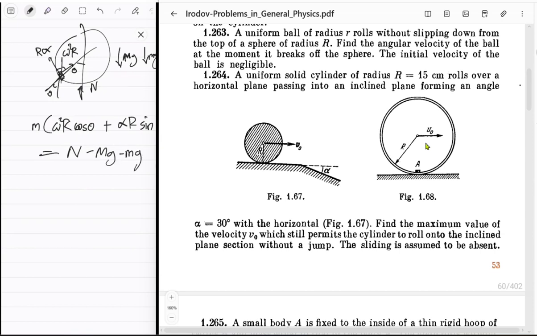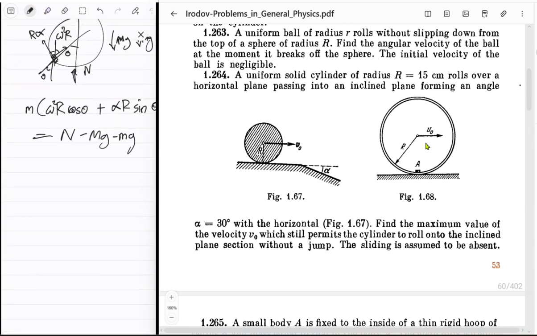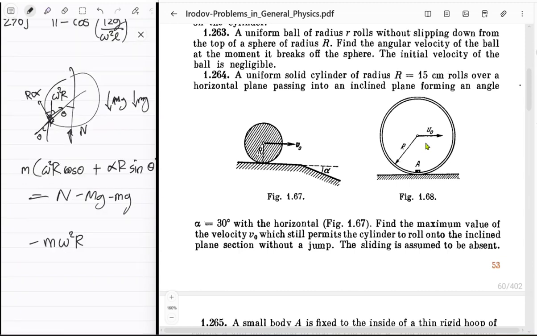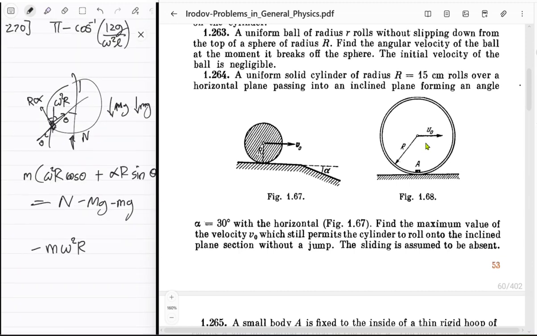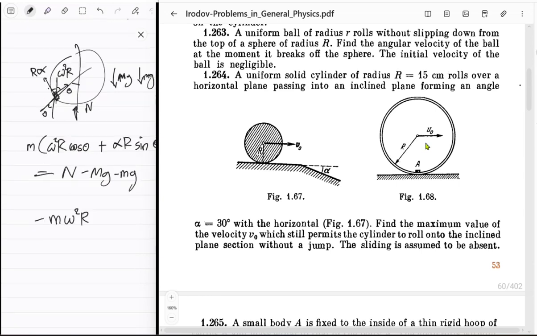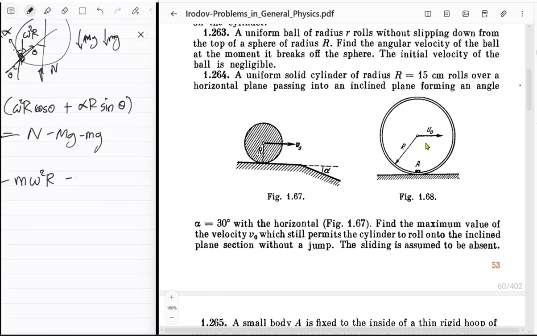So what we want is that at the topmost point, which is when cosine theta is equal to -1 and sine theta equal to 0, we're just going to have negative m omega square r, right? Because you're completely downward. That's the acceleration. The curvature is downward. That makes sense. Okay. So negative m omega square r is equal to n minus mg minus mg.